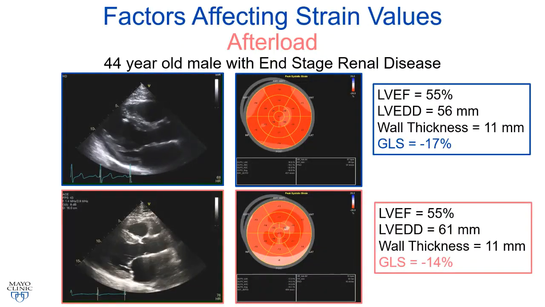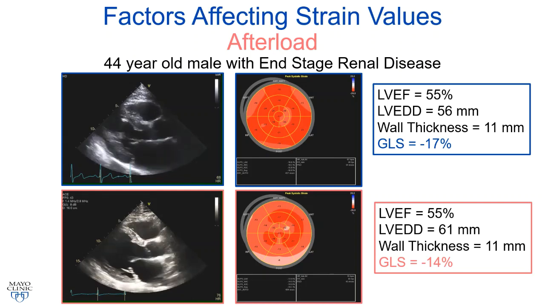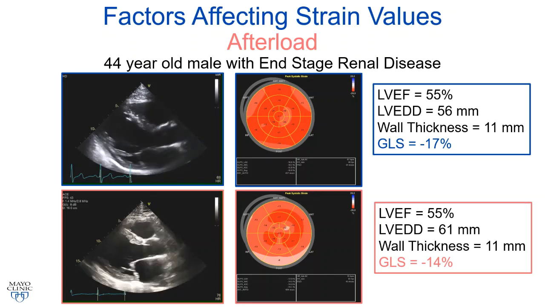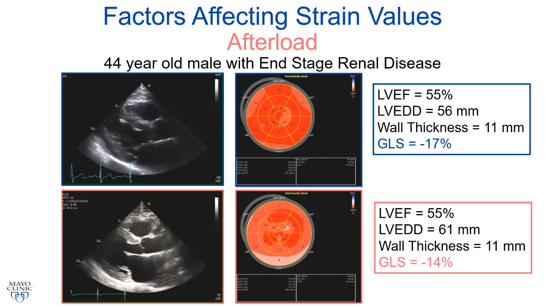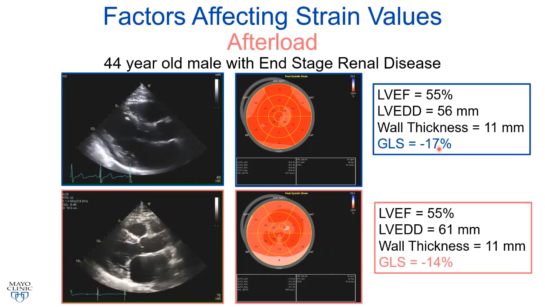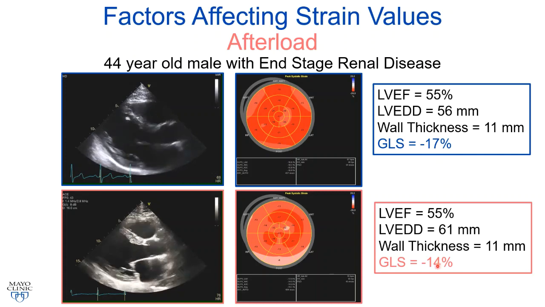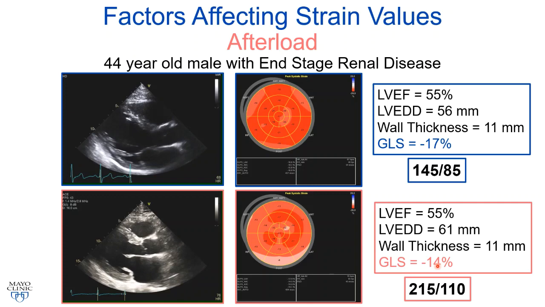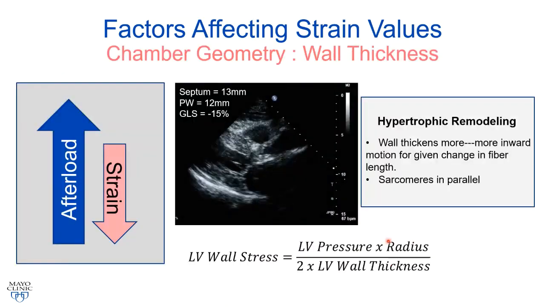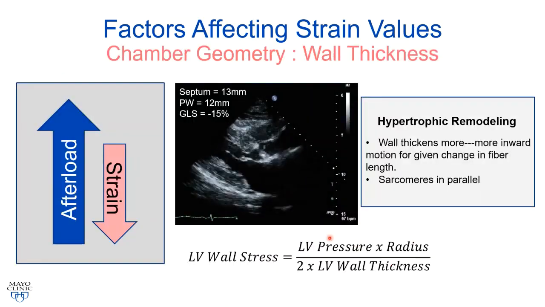It's also very important to note that when you see a reduction in strain, this may not necessarily reflect an intrinsic change in ventricular function, and similarly, normal values may not exclude disease, as strain can be very sensitive to loading conditions. Here we see an example of a 44-year-old male with end-stage renal disease. There are 2 echocardiograms, one on the top and one on the bottom, that were done just a few weeks apart, yet the measures of longitudinal strain were quite different. The difference here is that in the second study, the systolic blood pressure was much higher, the afterload had increased. So as afterload increases, strain can decrease.